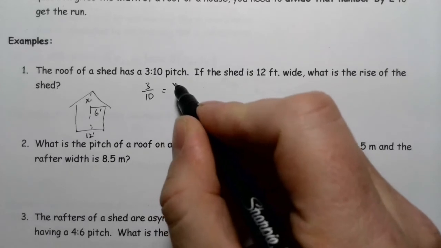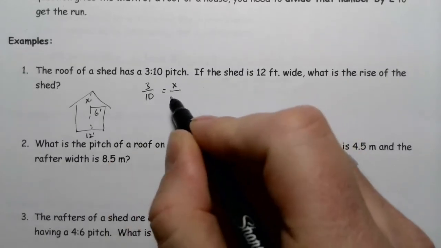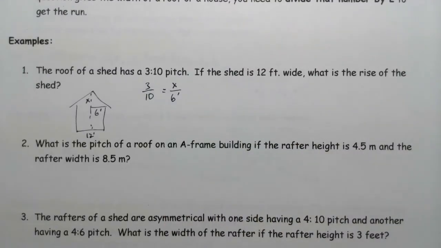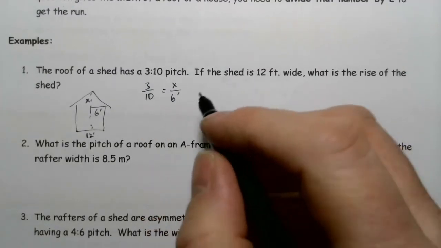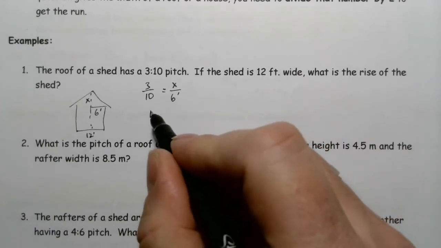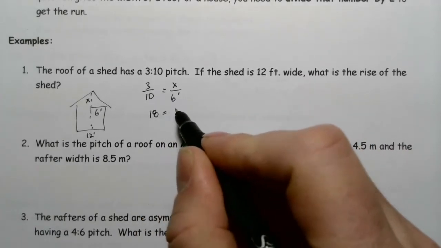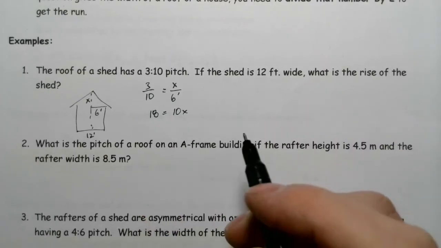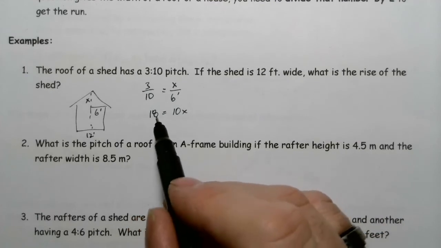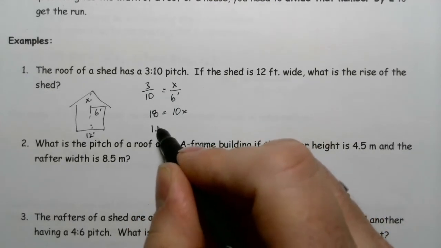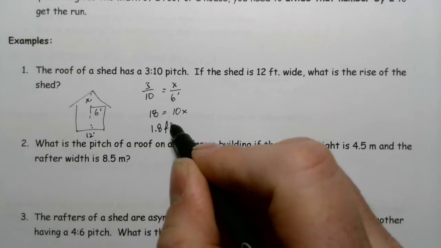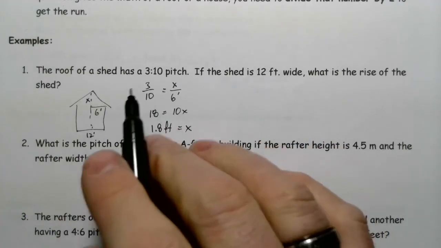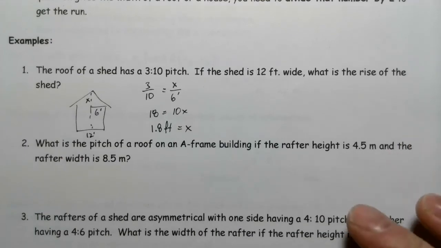And in this case, I don't know what the rise is, but I do know that the run is going to end up being 6 feet. Okay? So we will cross multiply. So 3 times 6 is going to be 18. 10 times x is going to be 10x. I like that. And then to get my x here, I simply have to divide by 10. And dividing 18 by 10 is just a matter of moving the decimal over. So this becomes 1.8 feet. That is x. So that's the rise of that roof on the shed.